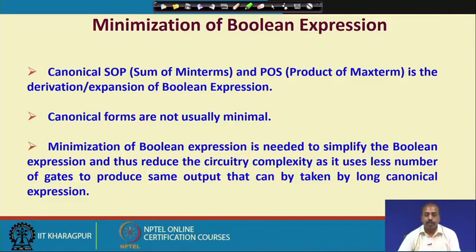So, canonical forms are usually not minimal. There may be cases where the canonical form itself is a minimal form, but in general that is not the case. Minimization of these Boolean expressions is required to simplify the Boolean expression and thus reduce circuit complexity, so that I can use fewer logic gates to produce the same output that can be obtained by taking the canonical expression. This minimization of Boolean functions is by itself a very important topic, and we will see some techniques for that, but keeping in mind that this minimization process is not very simple.